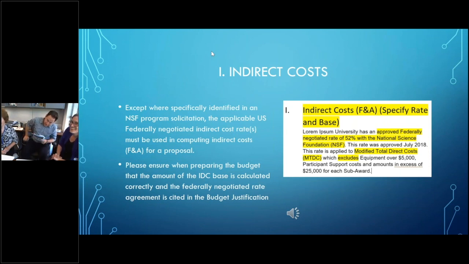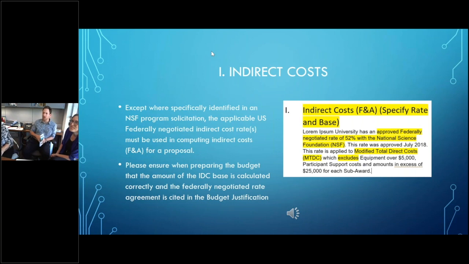Here we go, this is the big one. While every budget category can cause delays, and certainly the ones we have discussed, it is indirect costs that are usually the culprit. It is imperative that the current federally negotiated rate be utilized and that the base be calculated according to this agreement.